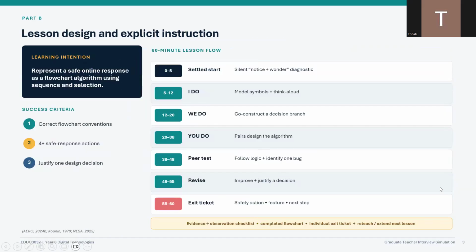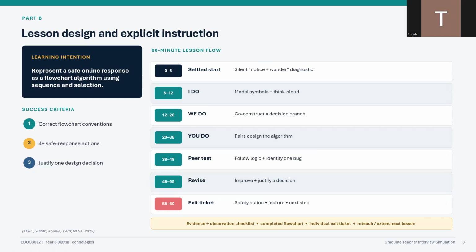Then comes the lesson design and the explicit instruction that will be given. The learning intention that I would have is that we are learning to represent a safe online response using a flowchart. And the success criteria are defined by the correct flowchart conventions, at least four evidence-informed safety actions, and a brief justification of one design decision.